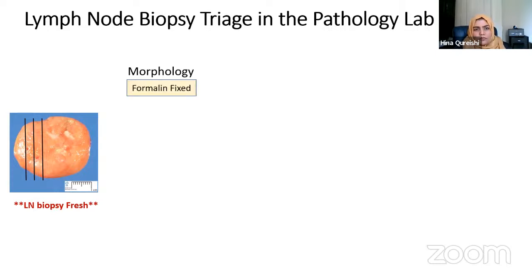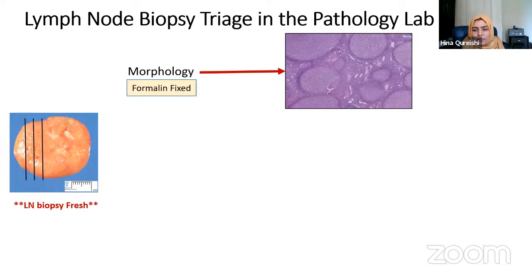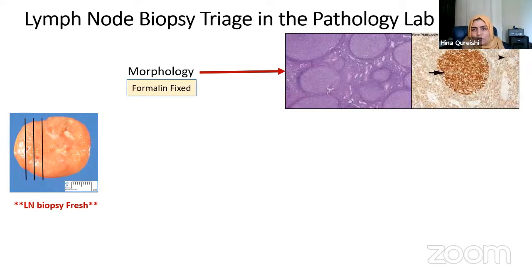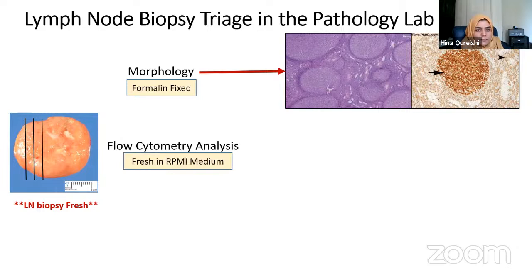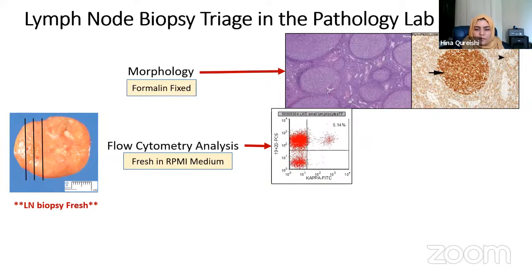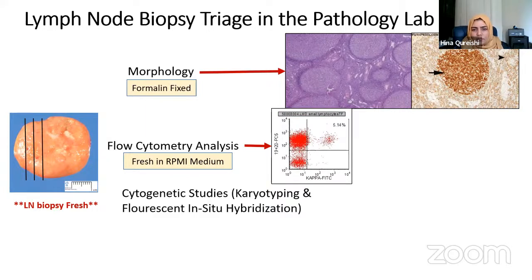For morphology, a portion of the lymph node is usually fixed in formalin, and then a section is made. From this section, we can do immunohistochemistry. Another component is flow cytometry analysis. For this, the tissue should not be fixed. It's taken fresh from the lymph node and put in a specialized medium called RPMI medium, and then it is processed in the flow cytometry lab to get the flow cytometry data.